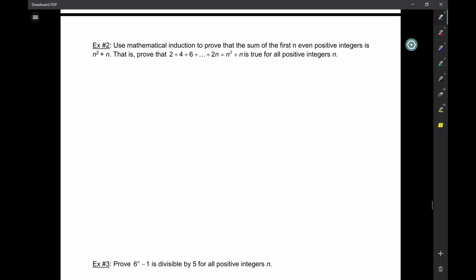Use mathematical induction to prove that the sum of the first n positive even integers is n squared plus n. Okay? So the mathematical statement we have to prove is this. The first n even positive integers, 2, 4, 6, 8, sum to n squared plus n. Okay? All right. So let's explore. Always do that exploring bit.